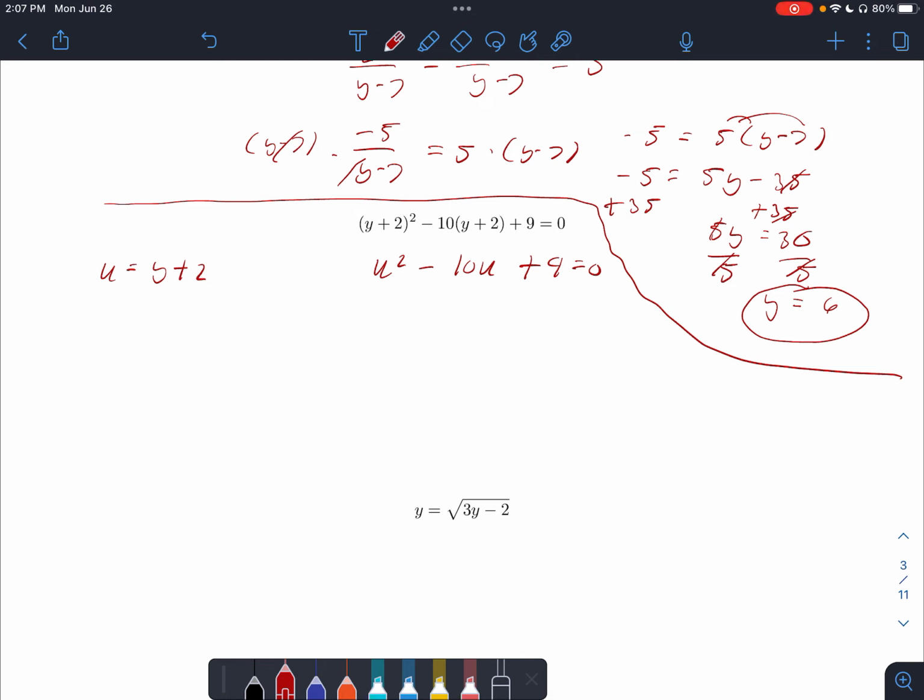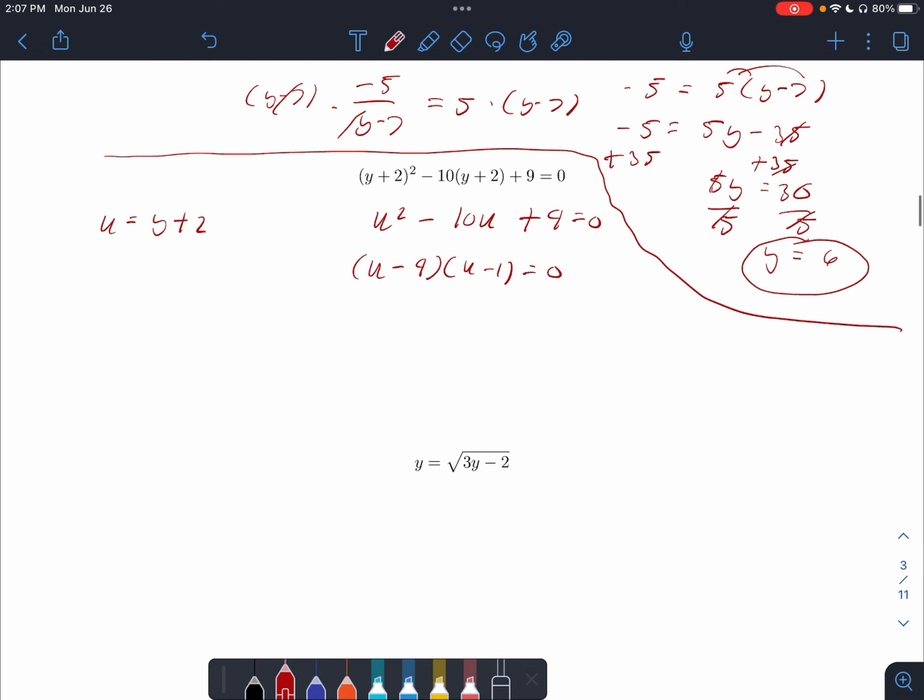So we want to find two numbers that multiply together to give us 9 and add together to give us negative 10. I'm thinking negative 1 and negative 9, because if you do negative 1 times negative 9, you get positive 9, and add negative 1 to negative 9, you get negative 10. So this would be u minus 9 times u minus 1 is equal to 0. All right, so if either of these is equal to 0, then the whole thing is equal to 0. So we have to check each of these for our two possible solutions.